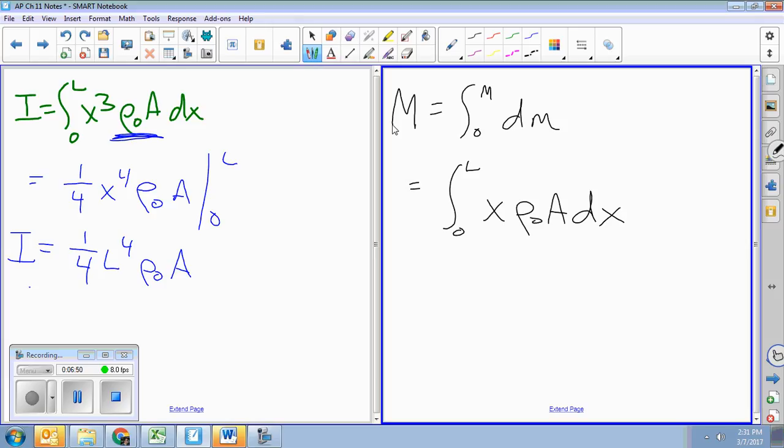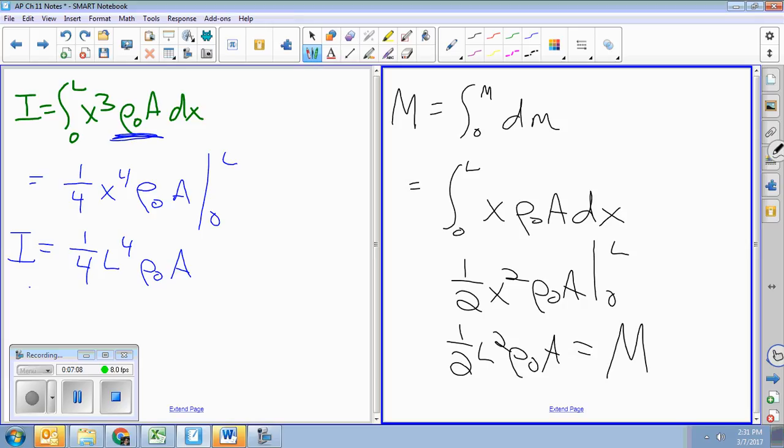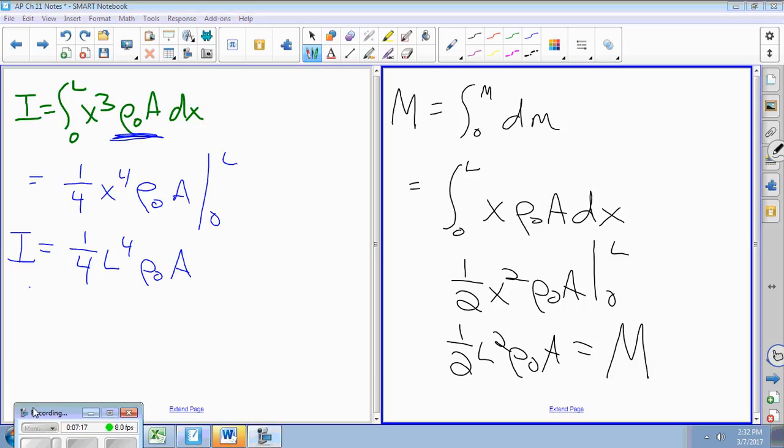So we're almost done. Now we integrate this thing. What's the integral of x? 1/2 x squared, right? So this becomes 1/2 x squared times rho naught times a, evaluated between 0 and L. Plug in L, and you get 1/2 L squared rho naught a as my mass. So we are like 99% of the way done. Let me pause for a minute for questions about what we've done here.